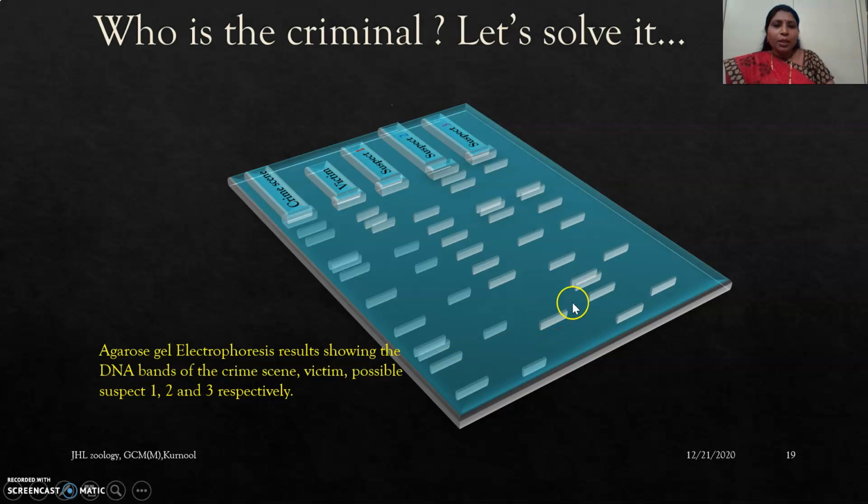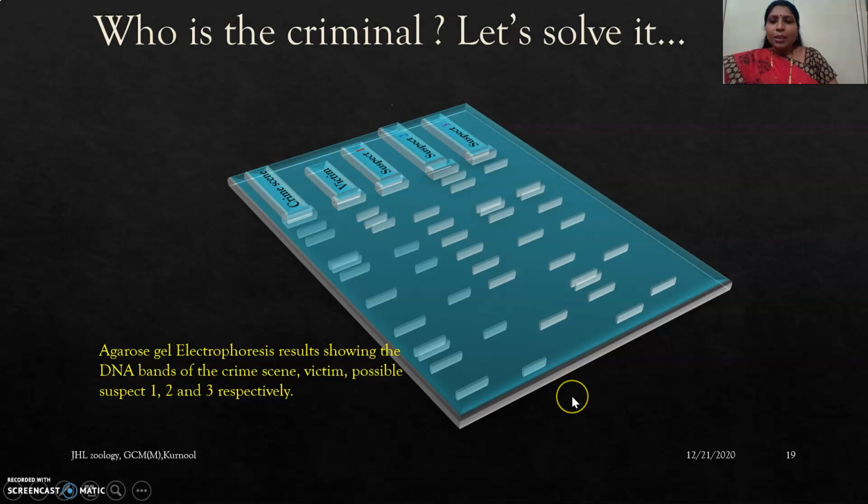This band is again matching with suspect 2. This band is again matching, and this one too matches suspect 2. Again the crime scene band here is matching with suspect 2. All the band patterns present in the crime scene region match with those of suspect 2. So you can confirm that suspect 2 is the culprit. He is the criminal. He was involved in the crime.